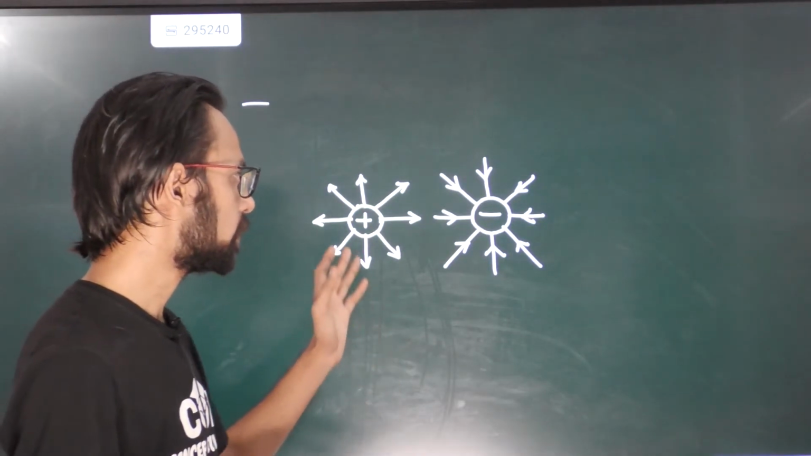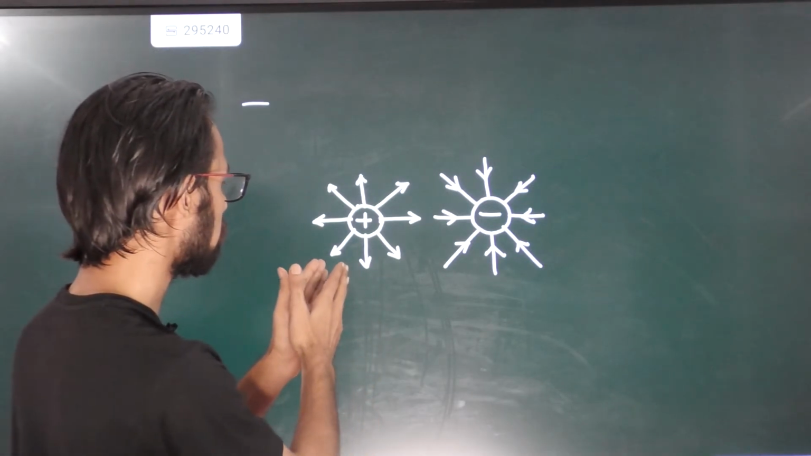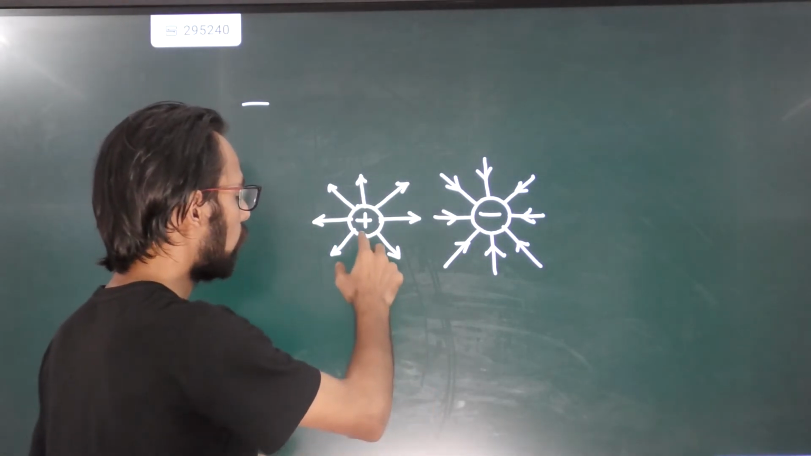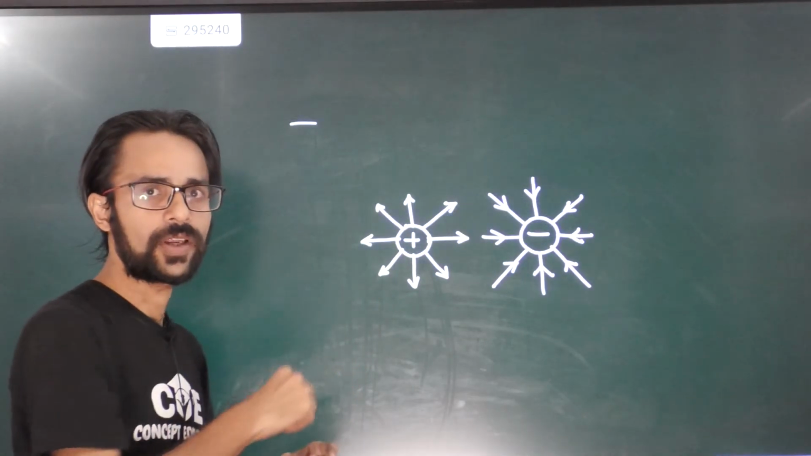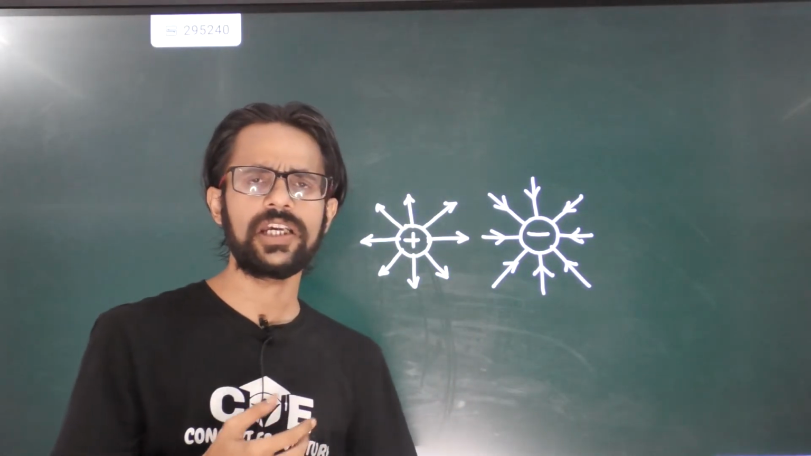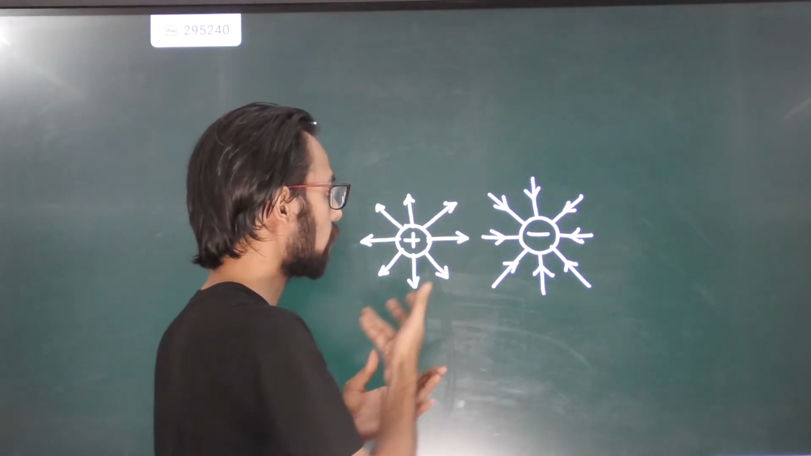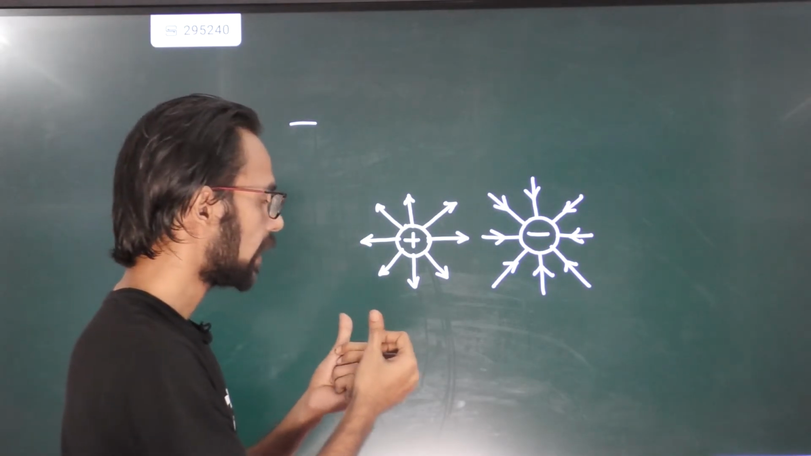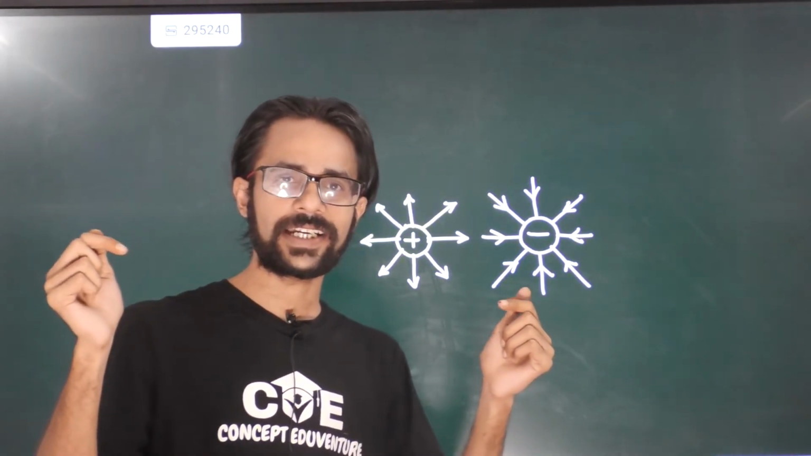For a positive charge, the lines go away from it. When I say this is a positive charge, electric field lines are drawn in an outward manner, whereas for a negative charge electric field lines go inward. Suddenly a question arises in your mind: why so? Why does a positive charge have electric field lines outward, whereas for a negative charge the lines are inward?